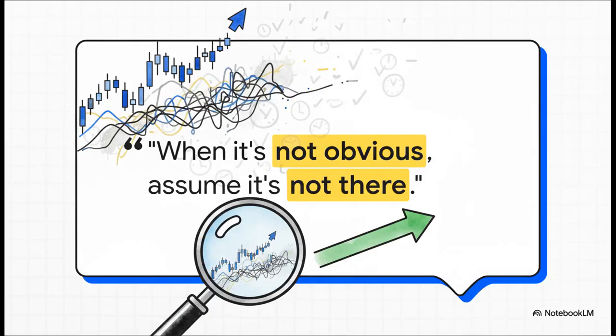Now, this is a really crucial piece of advice from ICT himself on this topic. Don't go looking for something that isn't there. You want divergences that are clear, classic, and just plain obvious. If you have to squint your eyes and tilt your head to see it, it's probably not a high probability setup. Like he says, when it's not obvious, assume it's not there.